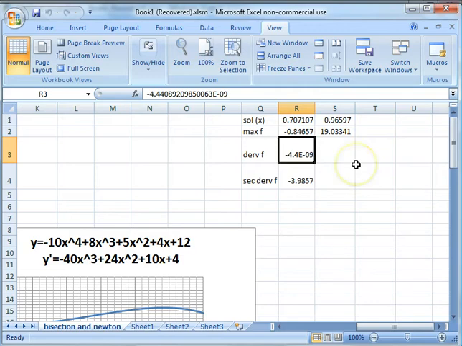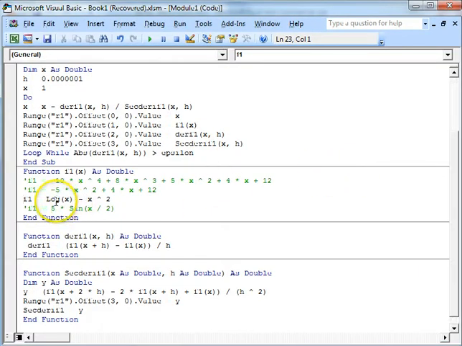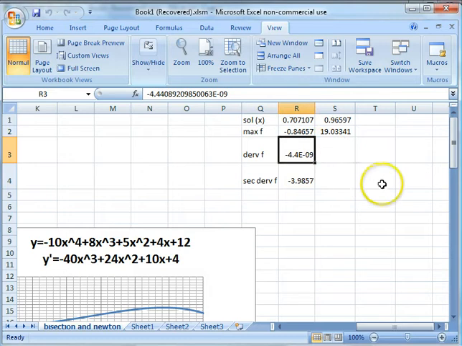And for the function logarithm of x minus x squared, the maximum is at 1 over square root of 2, and we obtain the maximum, and the value of the derivative again is very close to 0.